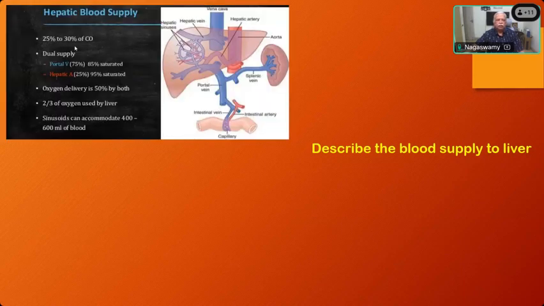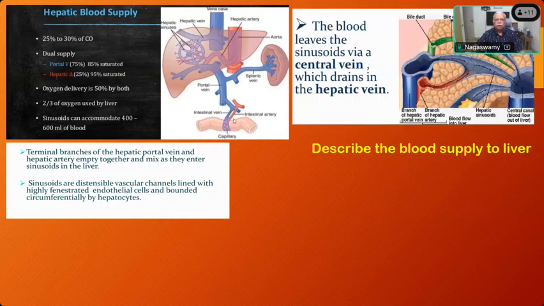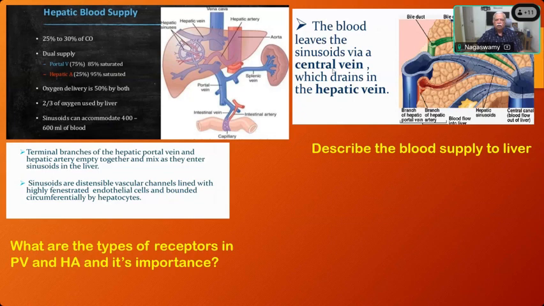So 25 to 30% of cardiac output is coming to the liver. There's a portal venous supply which is about 75%, where oxygen saturation is only 85% in that. Whereas the hepatic artery, which gives mainly all the oxygen requirement for liver, is a 95% saturation, and oxygen delivery is 50% by both, and 2/3 of the oxygen used by the liver. Sinusoids can accommodate 400 to 600 ml of blood, and the venous system is by the sinusoids drain into a central vein, which drains into hepatic vein.